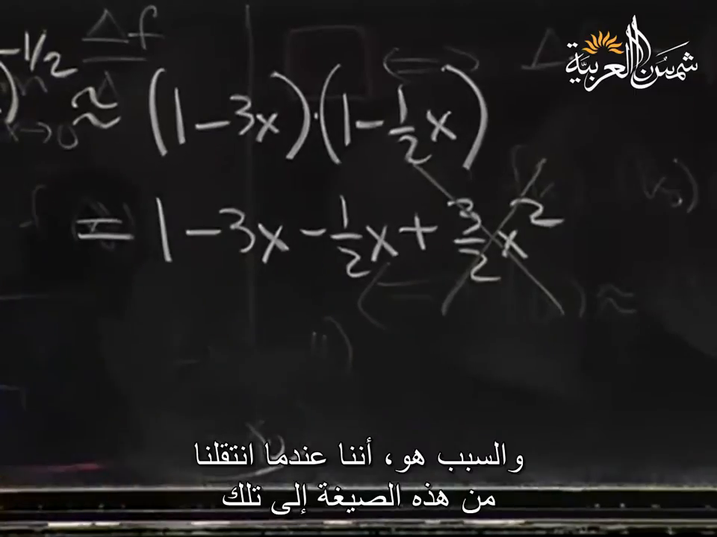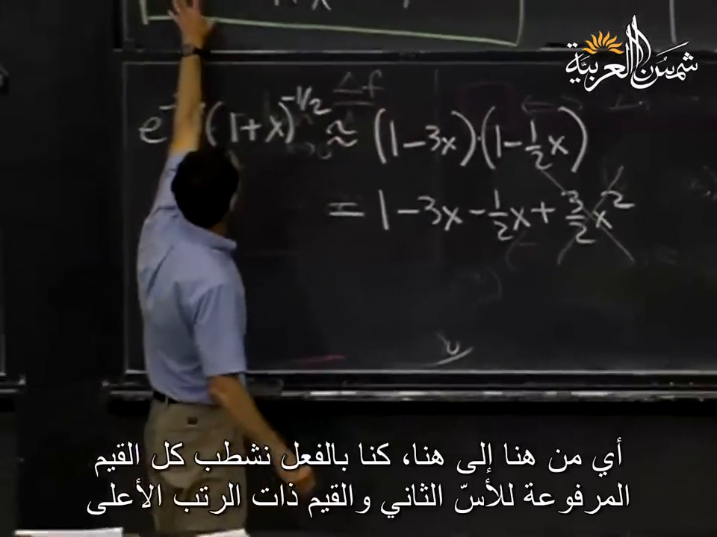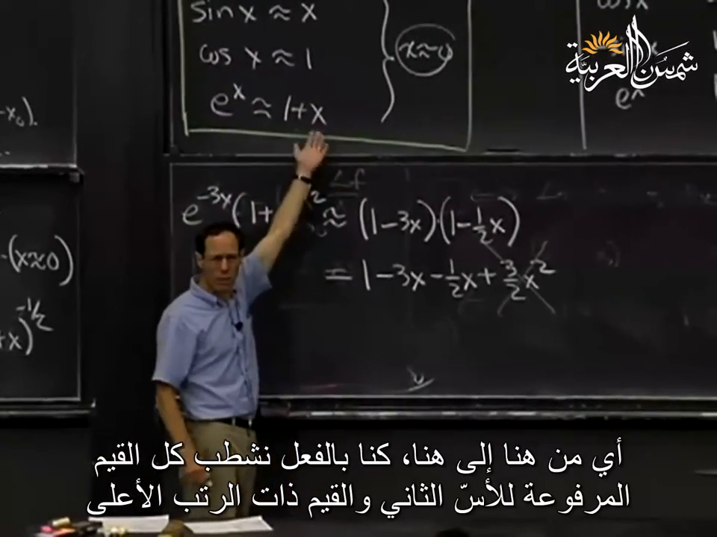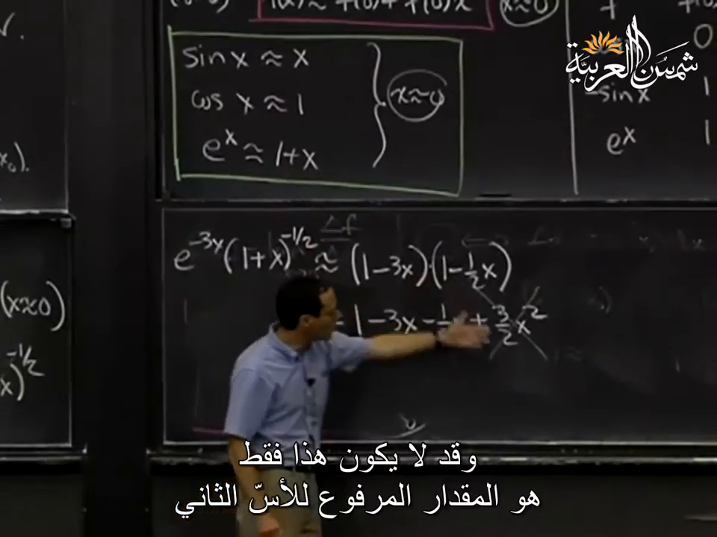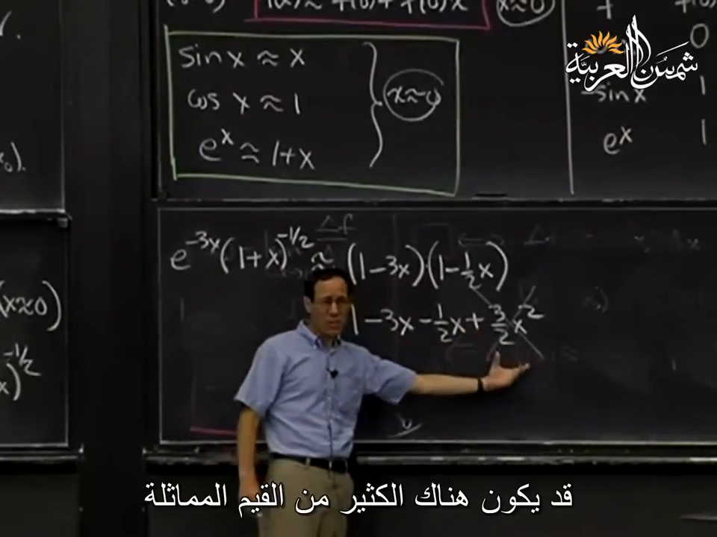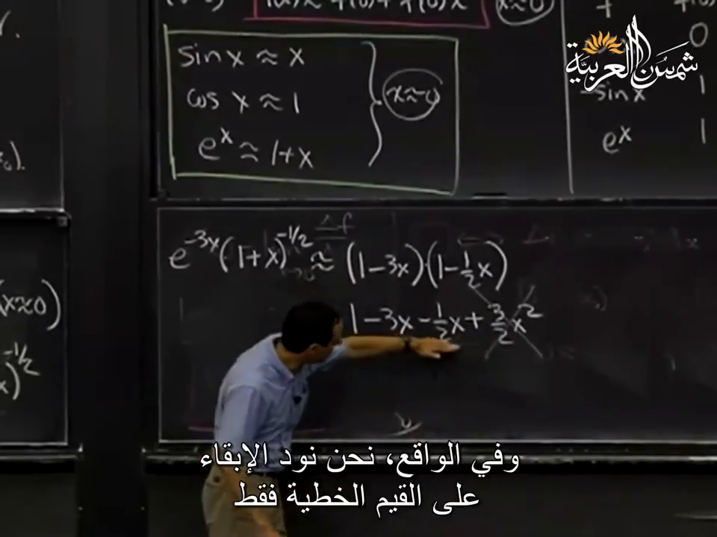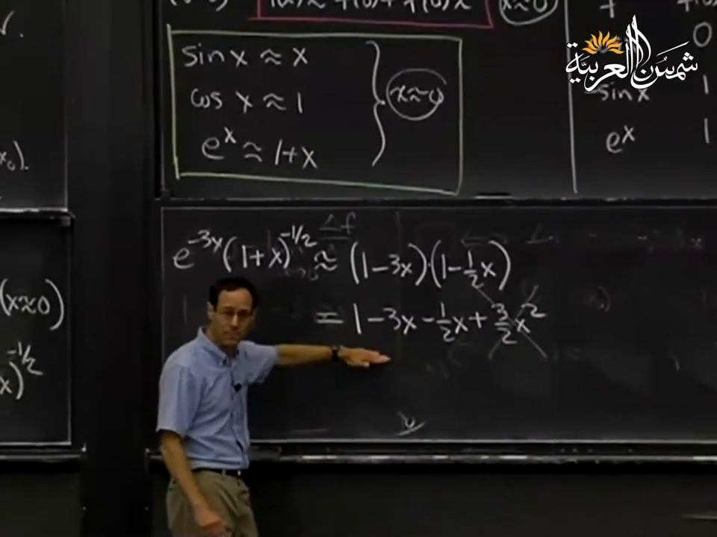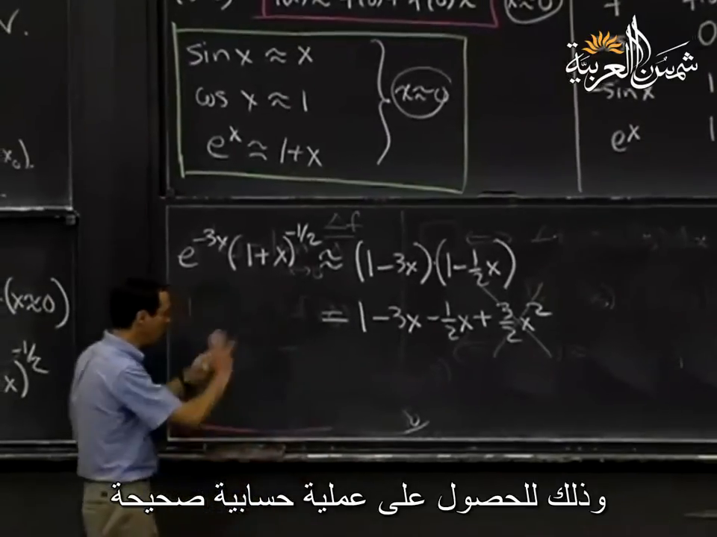So the reason is that already when I passed from this expression to this one, that is from this type of thing to this thing, I was already throwing away quadratic and higher order terms. So this isn't the only quadratic term. There are tons of them. I have to ignore all of them if I'm going to ignore some of them. And in fact, I only want to be left with the linear stuff, because that's all I'm really getting a valid computation for.